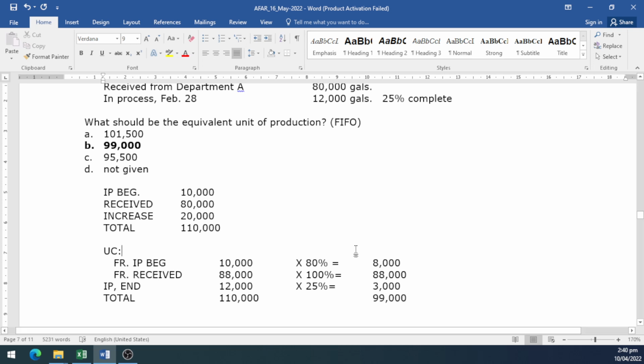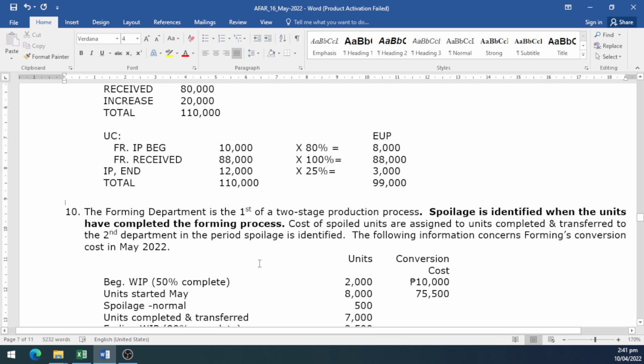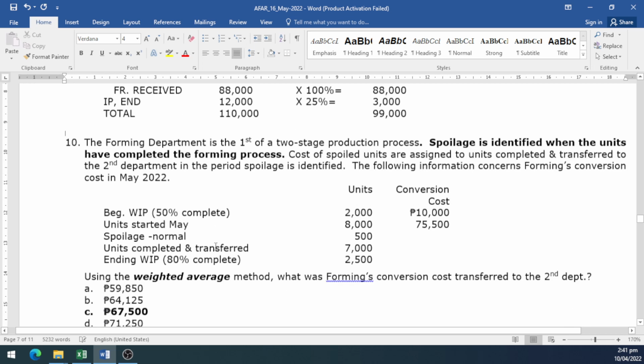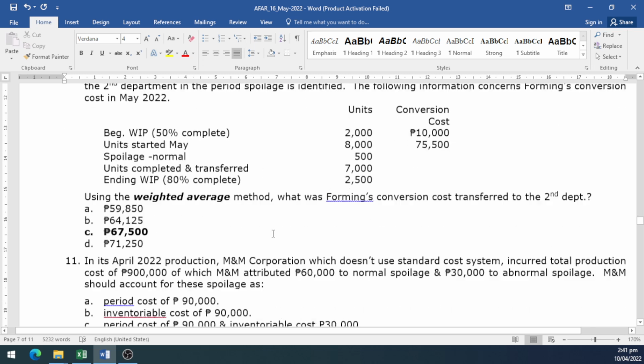So, equivalent units of production po yan. EUP. Equivalent units of production. Yan. 99,000. Yan po ang gagawin, ladies and gentlemen, pag mayroong increase in units or increase in quantity. Yan. Yung mga iba po dyan, may sagot. Kayang-kaya nyo yan, class. You can just ask from the office the answered copy, I'm going to send.